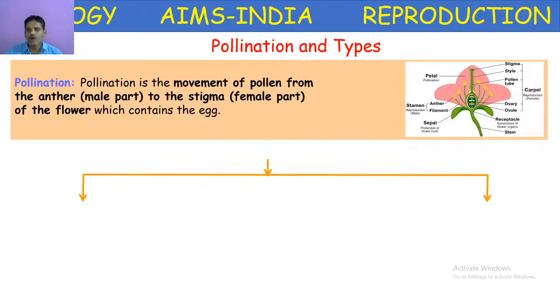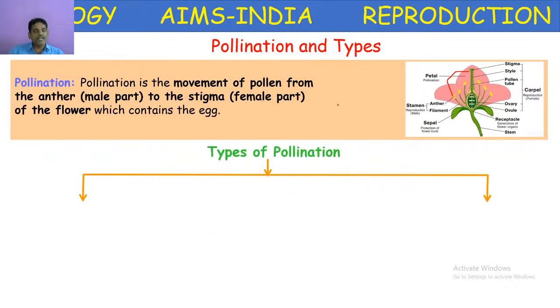The middle one is the ovary, style and stigma. The two main essential whorls are the androecium and gynoecium. This is the gynoecium and this is the androecium. So the transfer of pollen from anther to stigma is called pollination. So let us see the types of pollination.